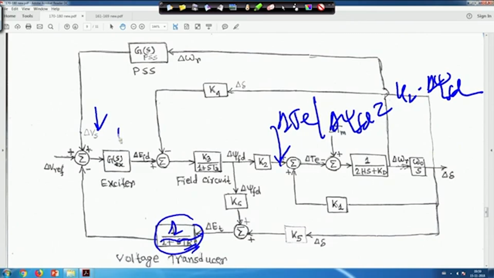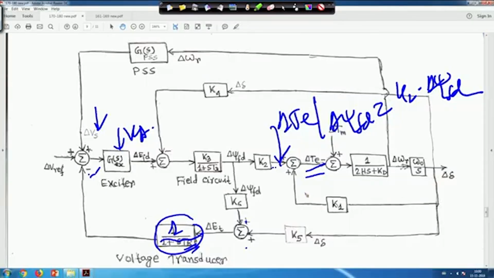In that case, this one is K, a simple gain. Then delta Vs will come plus delta V reference, minus K5 delta, and here minus K6 delta psi FD, into K. It will be minus K times delta V reference plus delta Vs, then minus K5 delta, then minus K6 delta psi FD into K, and then the bracket will be closed. With that, minus K4 delta will come, into K3 upon 1 plus sT3, and here another K2 will be multiplied. That is your delta Te due to delta psi FD, because from your undergraduate transfer function model.